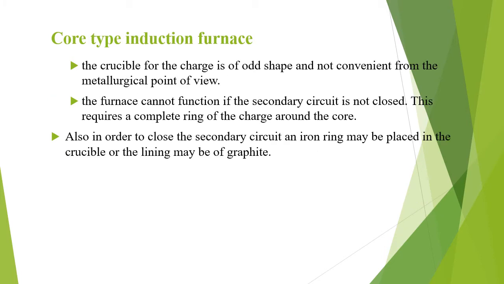The crucible for the charge is of odd shape and it is not convenient from the metallurgical point of view. The furnace cannot function if the secondary circuit is not closed. So this will require a complete ring of the charge around the core. In order to close the secondary circuit, an iron ring may be placed in the crucible, or the lining should be made of graphite. Also, to start the furnace, either molten metal should be poured into the crucible, or sufficient molten metal should be allowed to remain in the crucible from the previous operation.